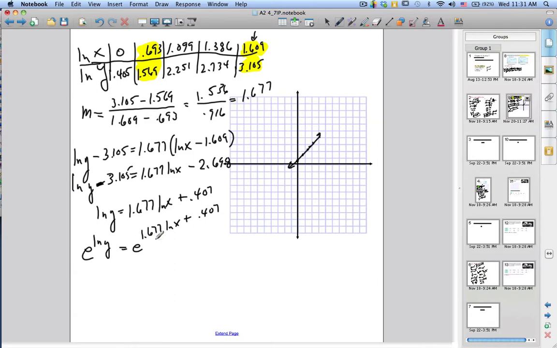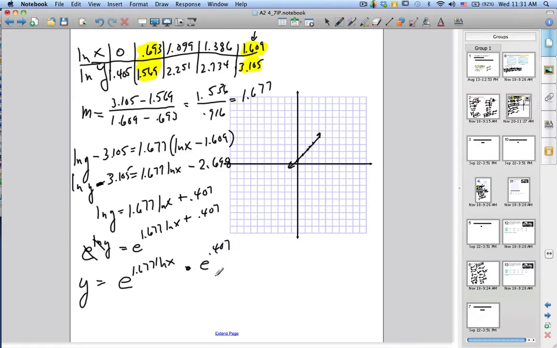Okay, now, what causes my exponents to be added? This side is very simple. It simplifies to be y. Great. This cancels that. Move on. What causes my exponents to be added? Well, multiplying items with the same base. So this can be e to the 1.677 times the natural log of x times e to the 0.407.